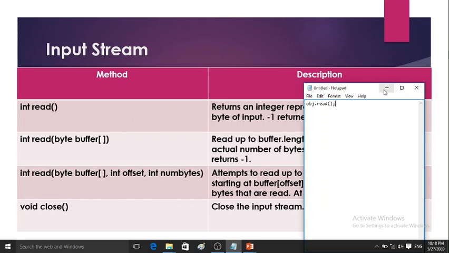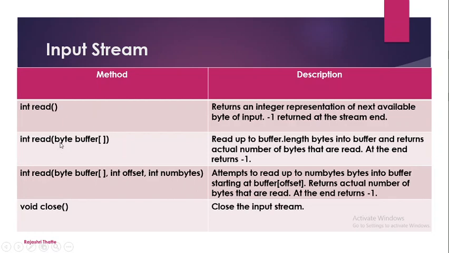Second, int read in brackets byte buffer array. Means what? Here we can read a group of bytes as per the length of the array buffer. Here buffer is an array of bytes. As per the size of this buffer, that many bytes at a time we can read from the source. Let us consider the size of this buffer is 5 bytes. That means at a time we can read 5 bytes.